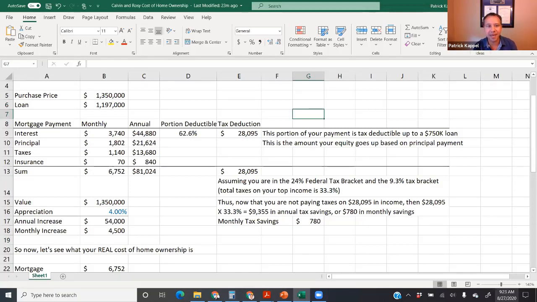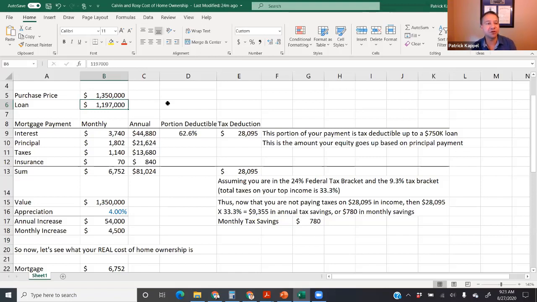So let's break down the math and go through the numbers. And you guys follow this, because if you can give this to your clients, they will love you forever. So this house, purchase price, top left, 1.35 million. The loan on it was 1.197. And you might be thinking, again, those are big numbers, and they are.